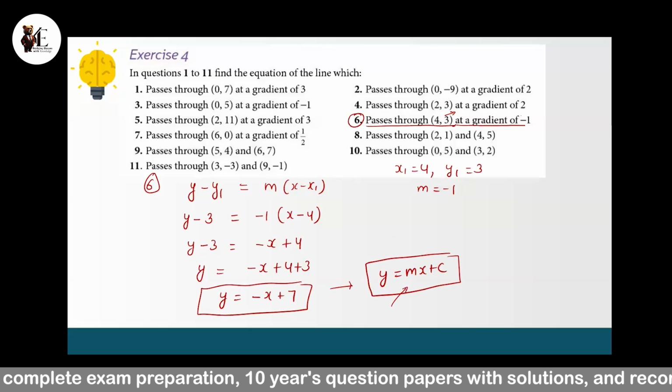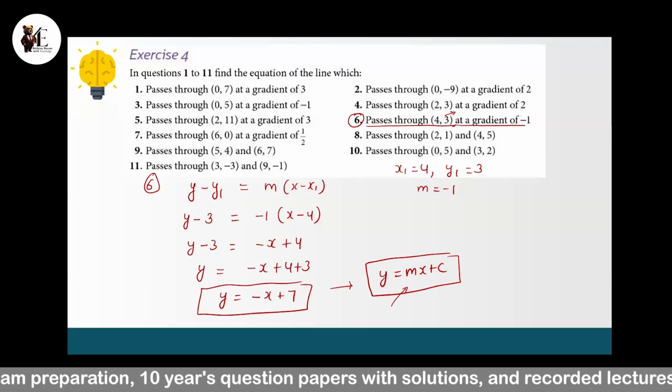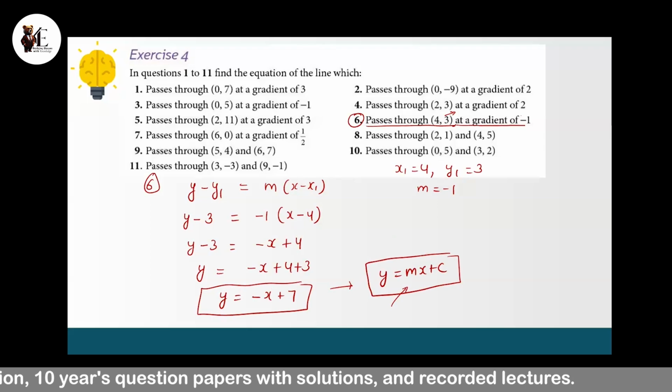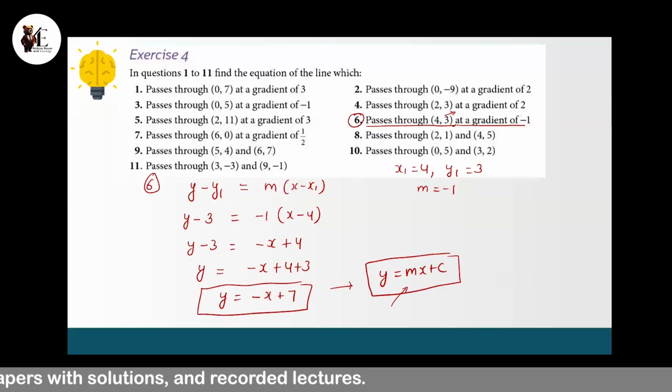So now you can take the screenshot so that later on you can write it down.